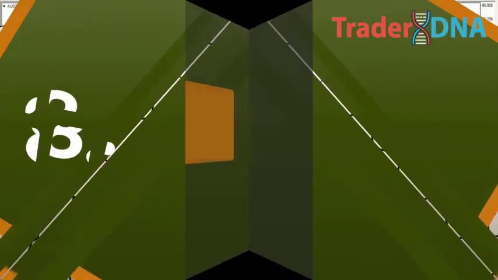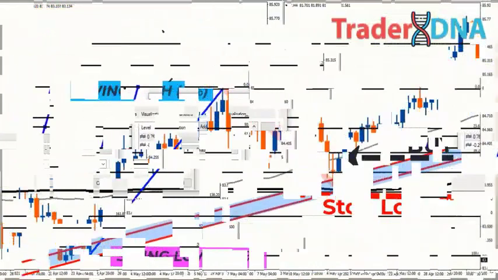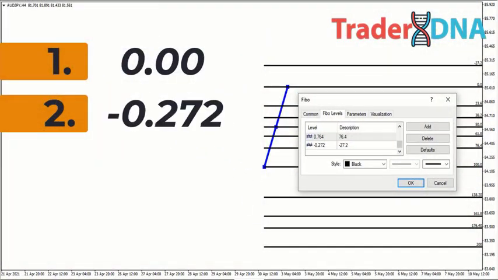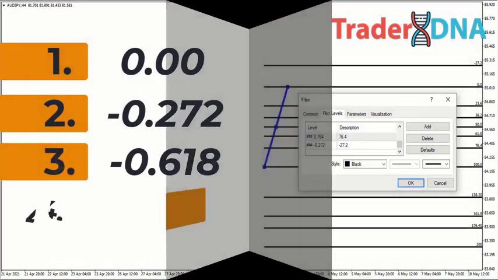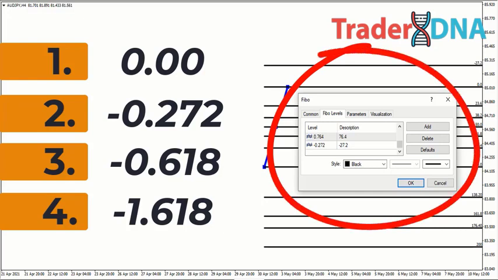Rule number 8. Your target levels. What are Fibonacci target levels? The Fibonacci targets are great because they provide great exits in a trend. The most important Fibonacci targets are: first, 0.00. Second, -0.272. Third, -0.618. Fourth, -1.618. You can add these targets by clicking on your Fibonacci properties and then adding these levels to your Fibonacci retracement tool. Make sure to add the minus sign.